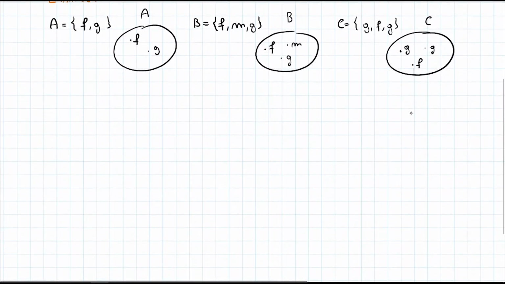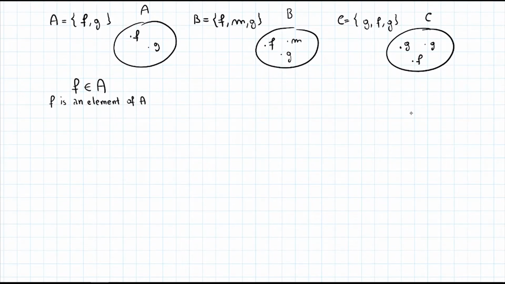Now, the notation: f belongs to A, written in this way, means that f is an element of A. If we want to indicate an element which is not inside A instead, we write like this. So m is not an element of A.